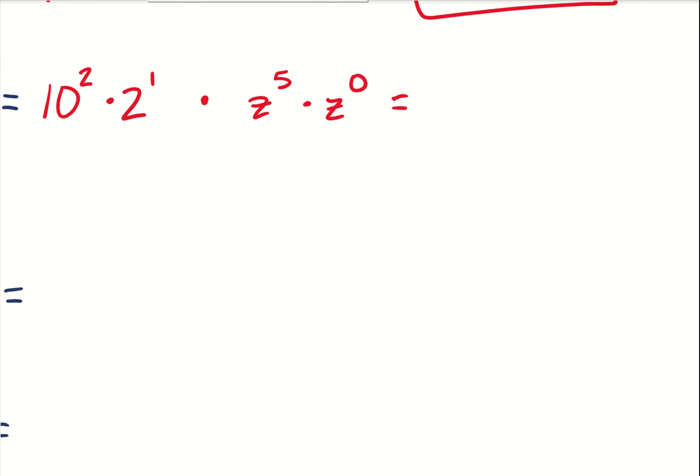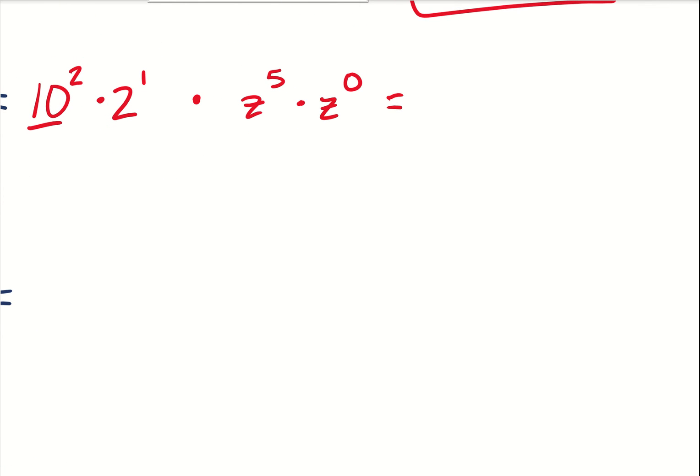Okay. Key thing here, these do not have the same base. When they do not have the same base, we cannot combine. All right. So we cannot add the 2 and the 1 together because of this.